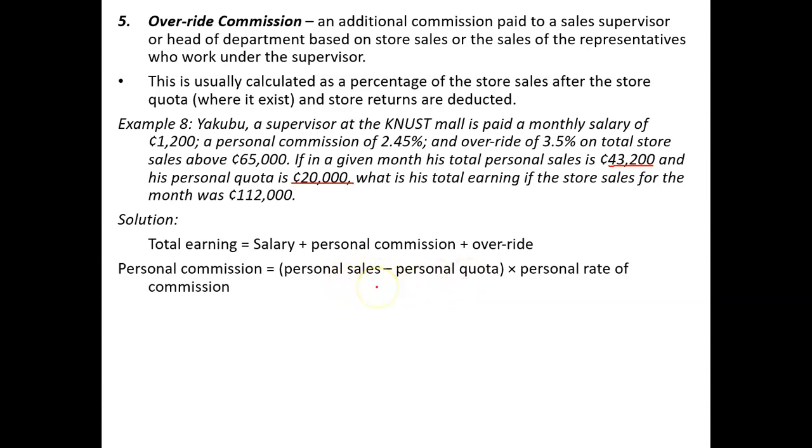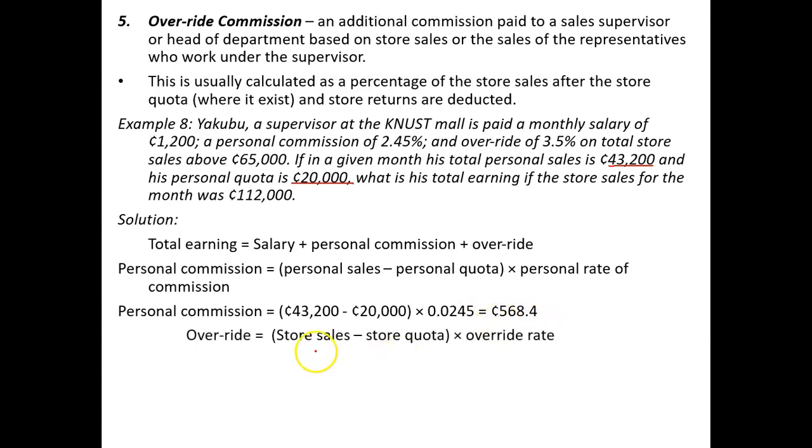So what was our personal sales? We are doing substitution, straightforward. Personal sales was 43,200 minus, what's the personal quota? 20,000, isn't it? Times the rate of commission, which is the personal rate of commission, 2.45%, and that gives you 0.0245. So when you subtract, you get 23,200, and you multiply it by 0.0245. You get 568.4 cedis. Are you with me?